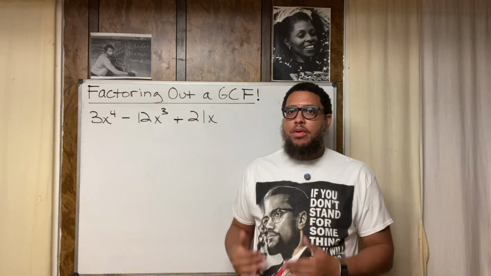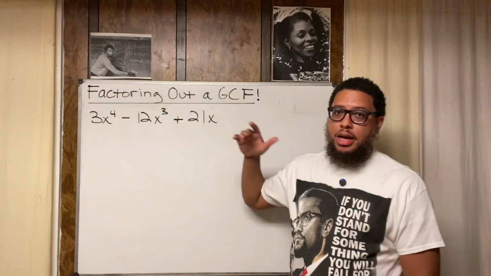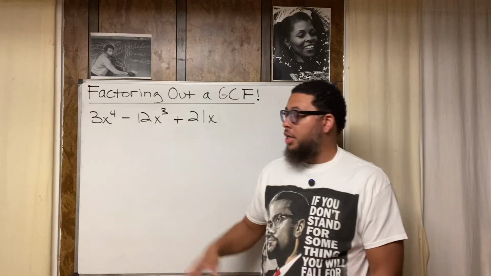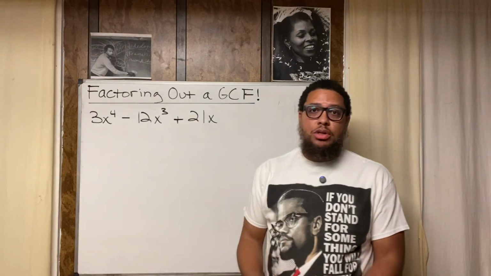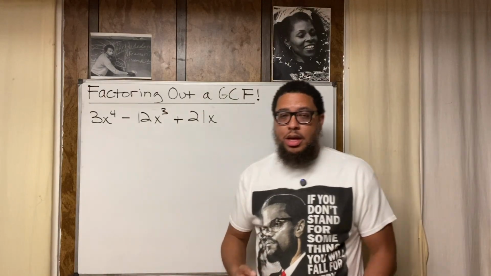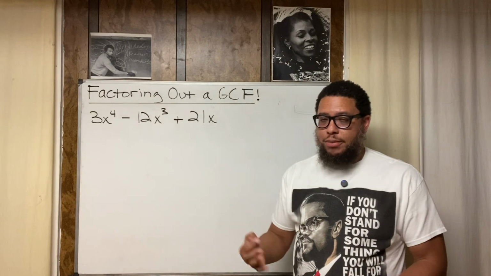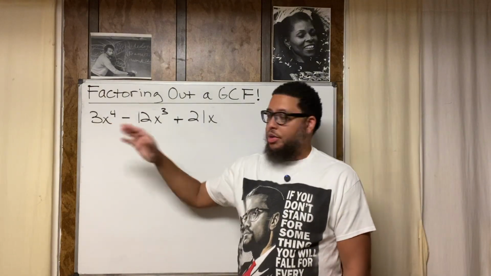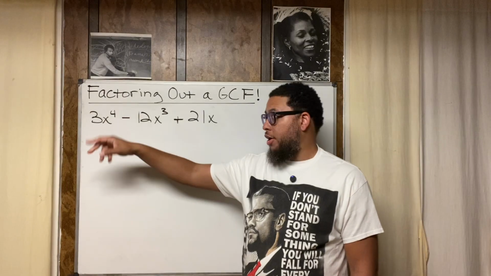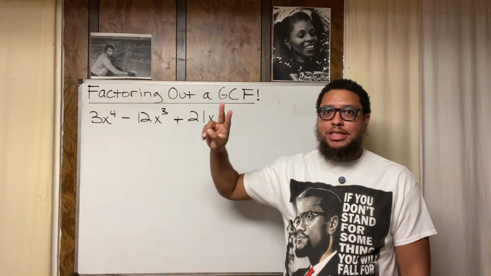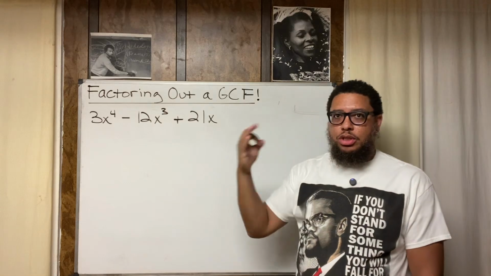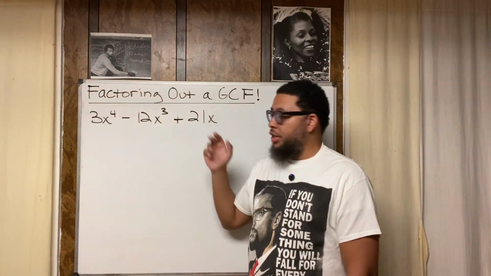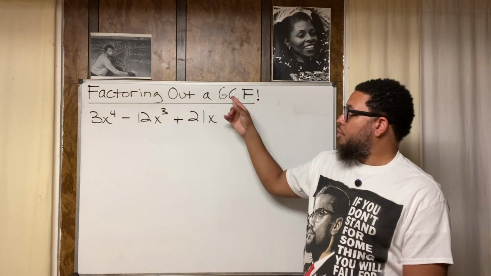We're about to factor out a GCF from an algebraic expression, specifically a trinomial. Why is it called a trinomial? Because it's got three terms, and the prefix tri means three, just like a tricycle has three wheels. What are your three terms? 3x to the fourth is your first term. Negative 12x to the third is your second term. 21x is your third term. It's got 1, 2, 3 terms. That's a trinomial. We're finding the GCF.